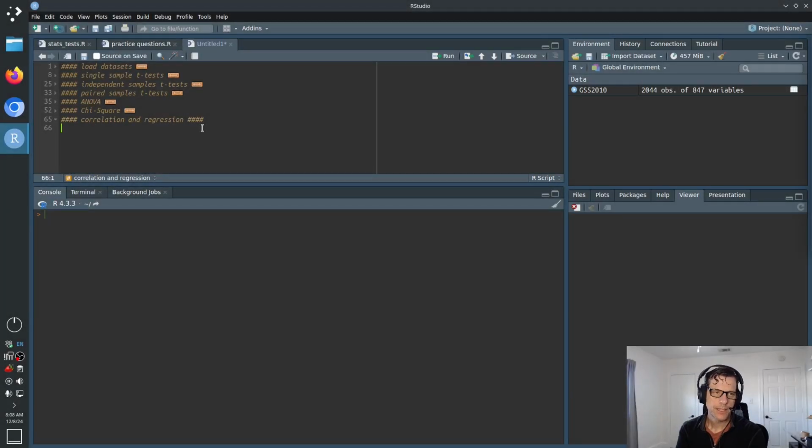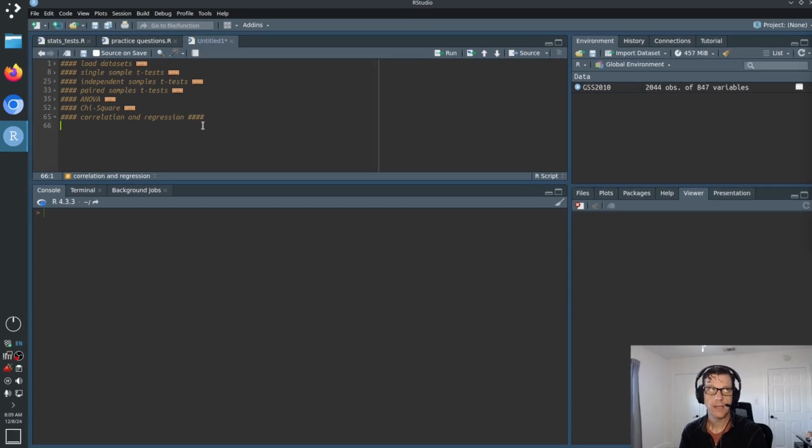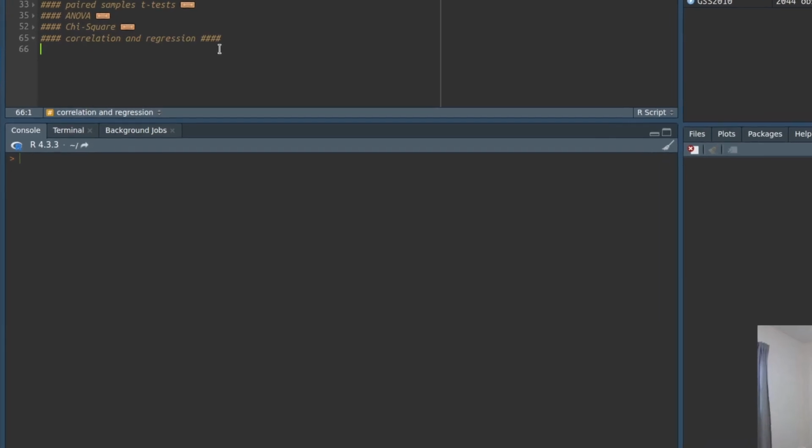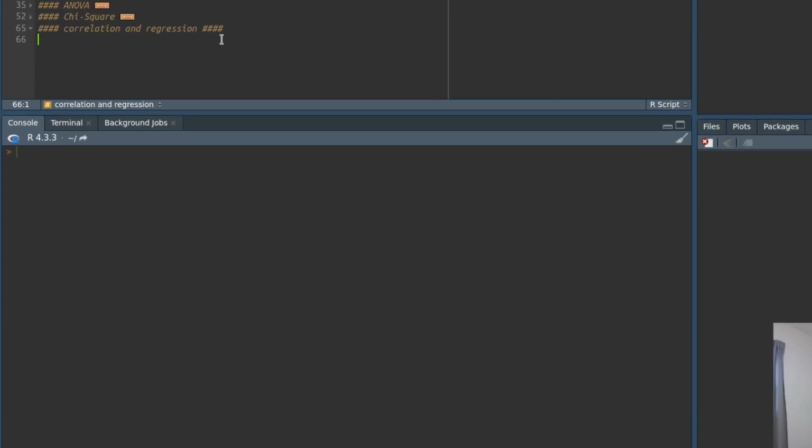So our next test, correlation and regression. I'm going to show both, even though you really just need regression for this, just to illustrate this. Correlation and regression is used when you have two continuous or interval ratio variables and you're looking for a relationship between them. So I'm going to, again, use the 2010 GSS.